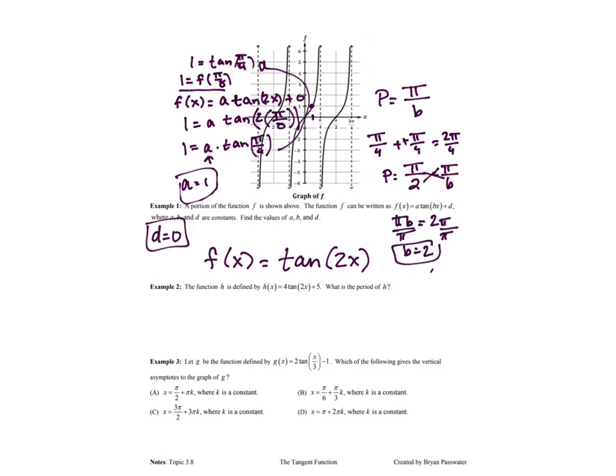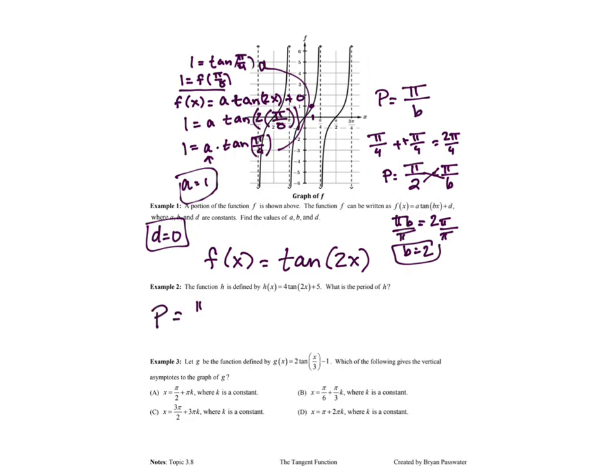Okay, let's look at example 2. It says that the function h is defined by h of x equals 4 tangent of 2x plus 5. What's the period? So not what is b. You can see right here what b is. B is 2. But what's the period?